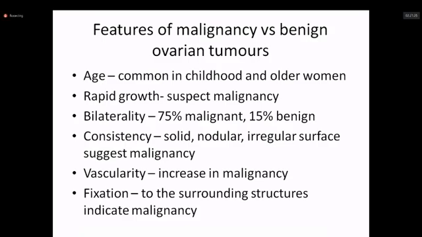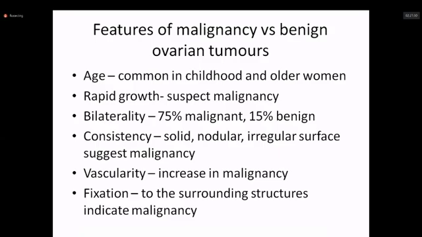Ovaries are pelvic structures. When they grow, they can be palpated in the abdominal cavity. If they are rapidly growing, note that the majority of ovarian cancers are bilateral, 75% are bilateral. So if you have a unilateral cyst, it is most commonly benign. If there is a bilateral cyst, it is most commonly malignant.